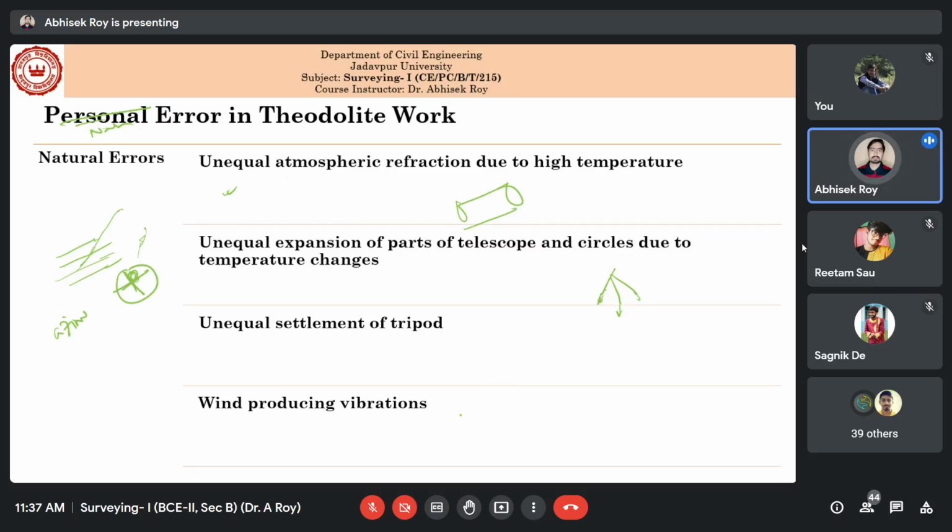Then wind producing vibration will also create some problem. So these are the types of errors. Most of the errors, as you have seen, are instrumental errors, which we can remove by both face measurements and by taking the average of vernier A and vernier B. We can avoid those errors. And the personal errors, you have to be very cautious in dealing with.